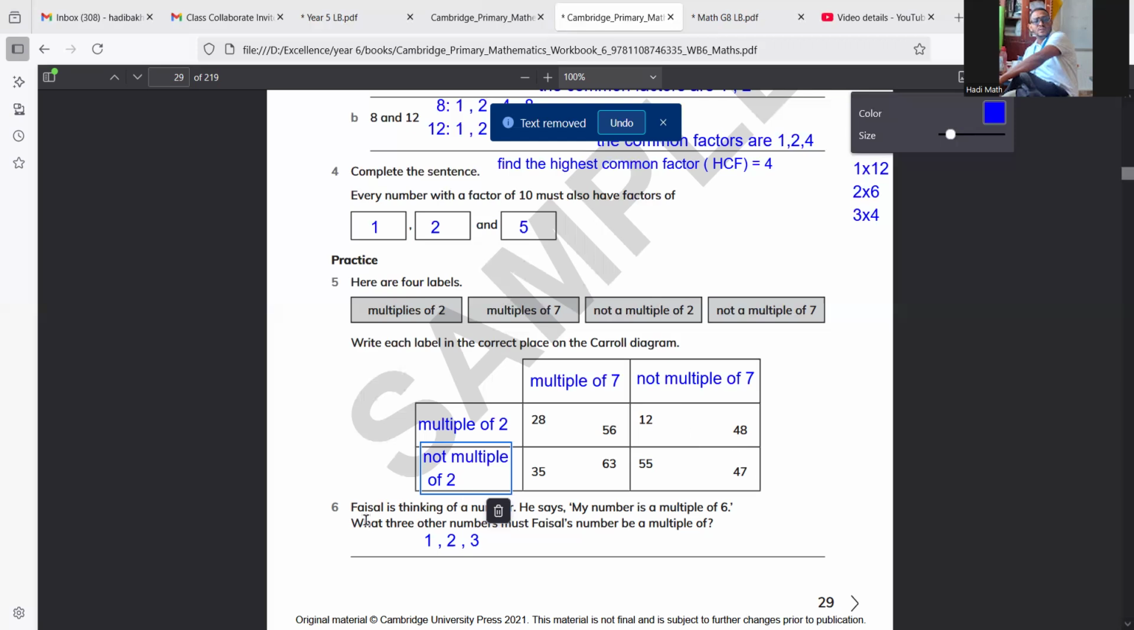Here they say Faisal is thinking of a number. He says, my number is a multiple of 6. What other three numbers must Faisal's number be a multiple of? Immediately, when I say what other numbers, take the 6 and find the factors of it. The factors of 6 are 6 and 1.